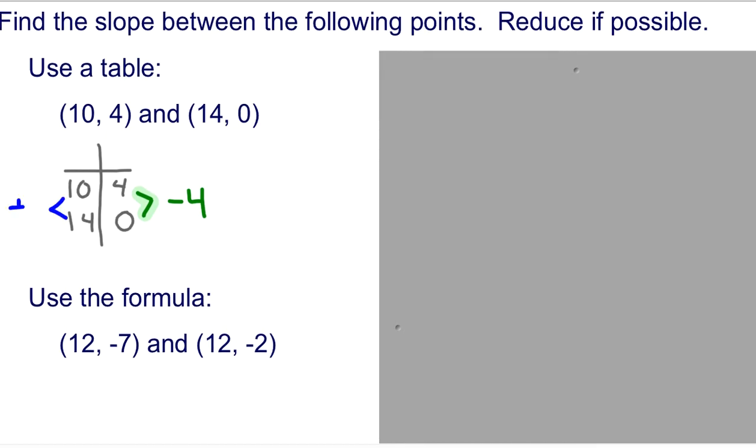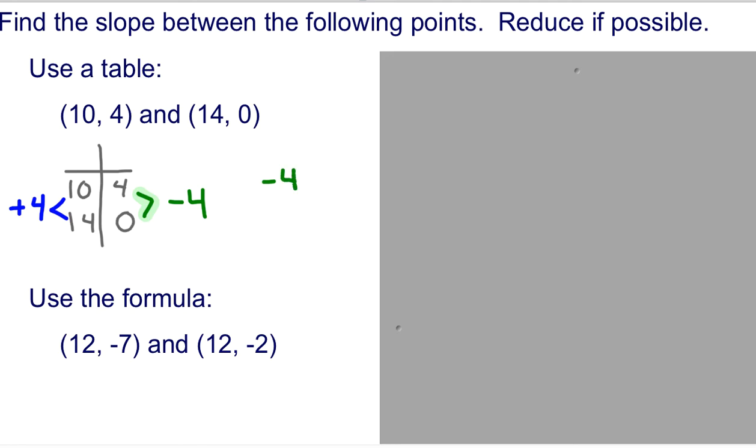Plus 4. Plus 4. Now, the part where people mix up is they don't put the y's over the x's. Y's over run, y's over run, y's over x's. So y over x, we'll reduce that. Gives me like -1. You could write -1 over 1 too, that would be fine. Right. Let's look at the formula for our last example.